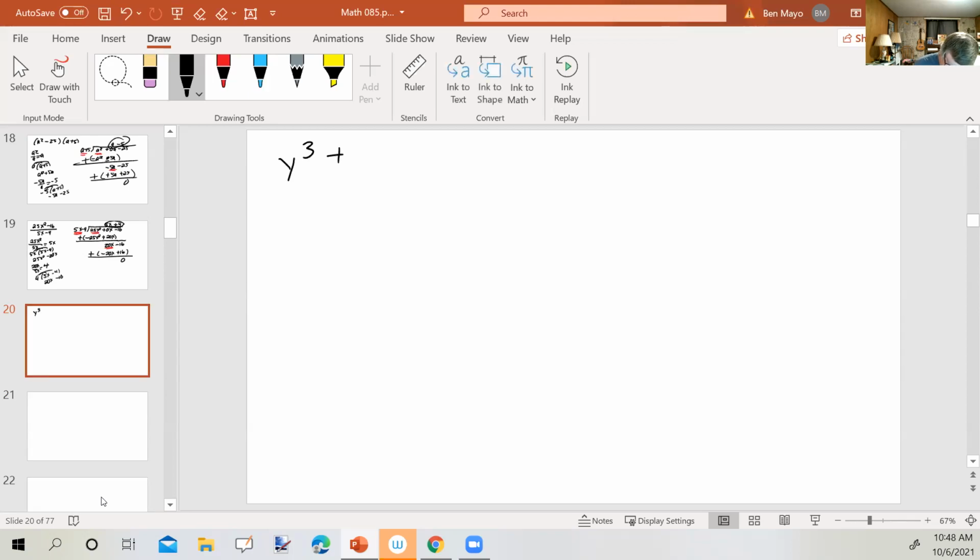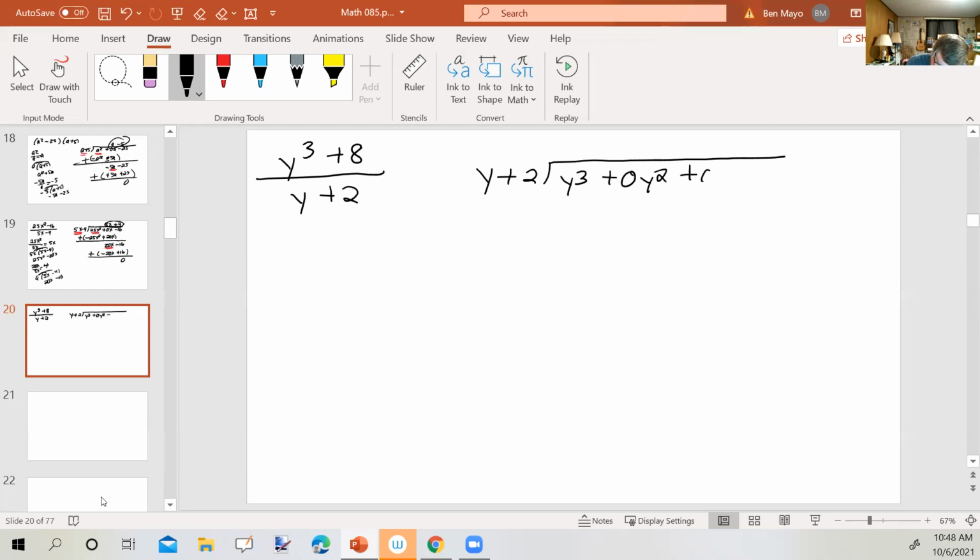Y cubed plus 8 divided by y plus 2. All right. So the divisor goes outside, y plus 2. The dividend goes inside, y cubed plus 0y squared plus 0y plus 8. So my highest power of the variable y is y cubed. So I need to have a y cubed column, a y squared column, a y to the first power column, and a constant column. So I needed to fill in 2 missing columns with 0 coefficients.